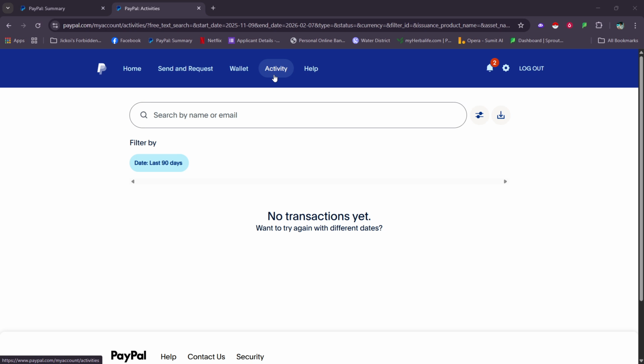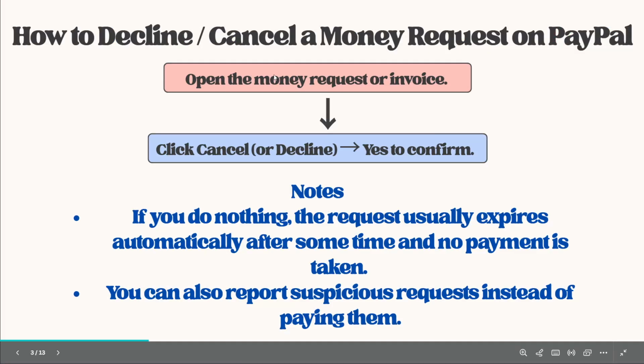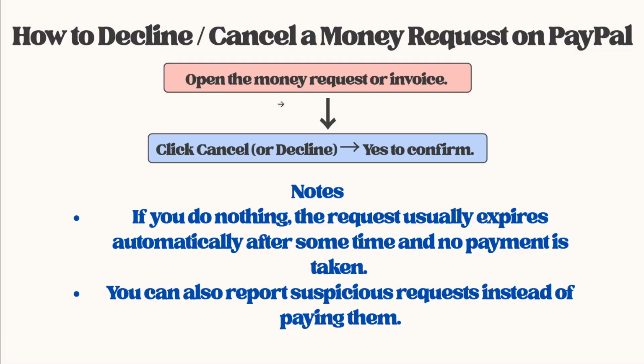Locate the money request or invoice you want to decline. It may be labeled as a money request if someone asked you for funds directly, or it might appear as an invoice if a business or individual sent you a billed item. Click the entry to open its details. Take a quick moment here to confirm the sender, the amount, and any description. If anything looks suspicious, trust your instincts and proceed carefully.